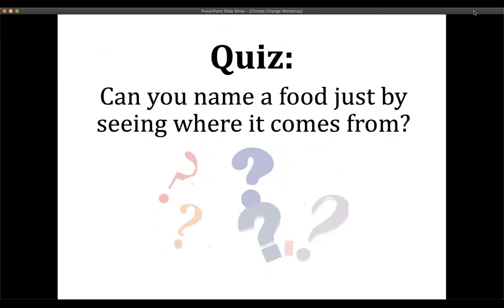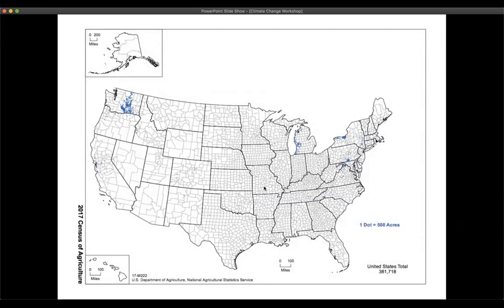Okay, so I want to know if you can name a food just by seeing where it comes from. So I'm going to show you a series of maps. And in the chat, I want you to just throw out a guess of which food you think is represented by that map. Okay, so here's the first one. So one of these blue dots equals 500 acres of this food crop. What do you think it is? Again, just throw out your guesses in the chat. One dot, 500 acres.